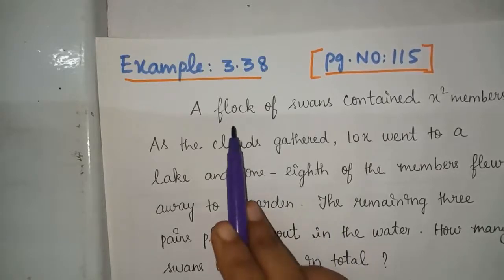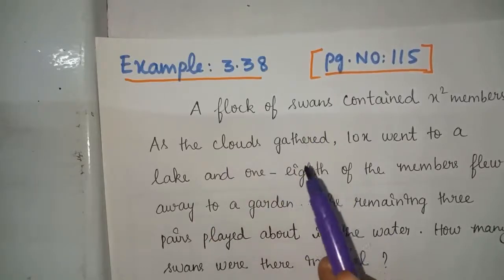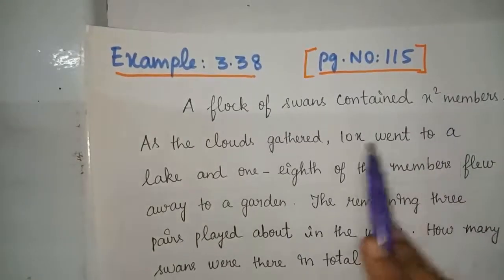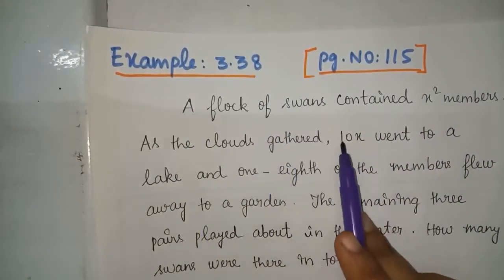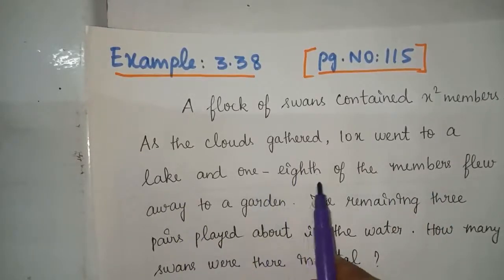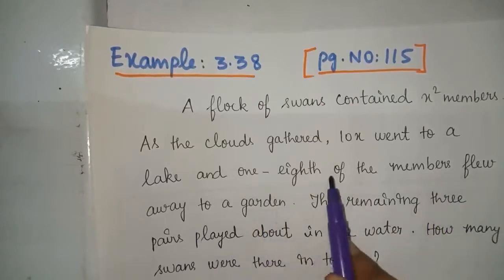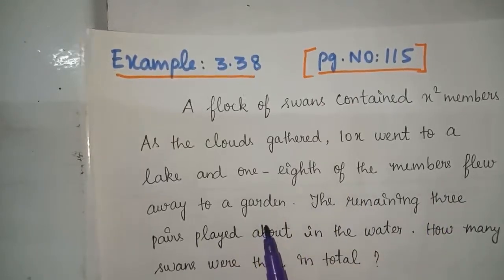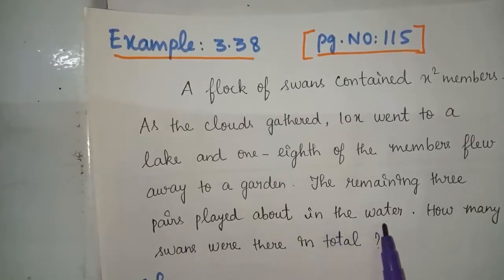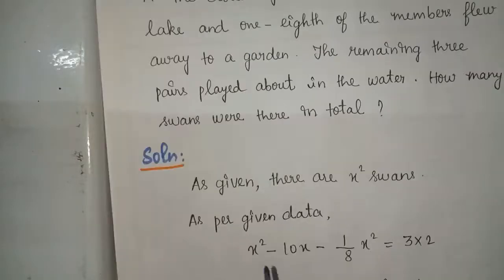In the question, a flock of swans is nothing but a collection of swans containing x square members, so we don't know how many swans there are. As clouds gathered, 10x went to a lake, so some swans went to a lake. 1/8 of the members flew away to the garden. The remaining 3 pairs means 3 twos are 6, so only 6 swans played in the water. We have to find the total number of swans. Hope you understand the question.